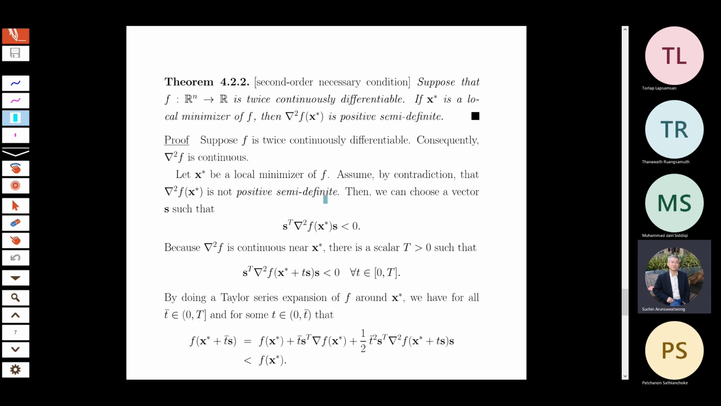Now, if the point x star is a local minimizer of the function f, what happens? We already know from the previous theorem that if x star is a local minimizer of the function f, then the gradient is a zero vector. But in this theorem, we will prove that the Hessian matrix must be a positive semi-definite matrix. We will go through the proof first.